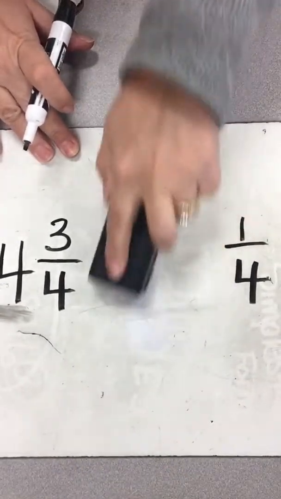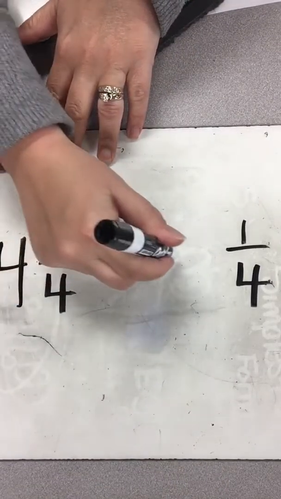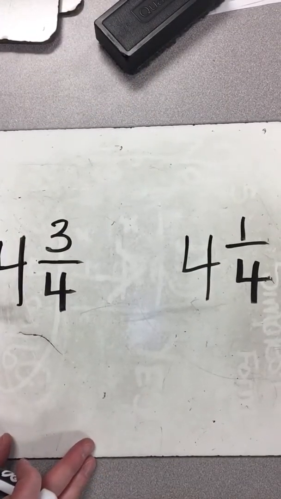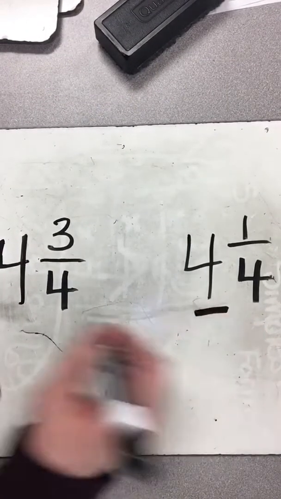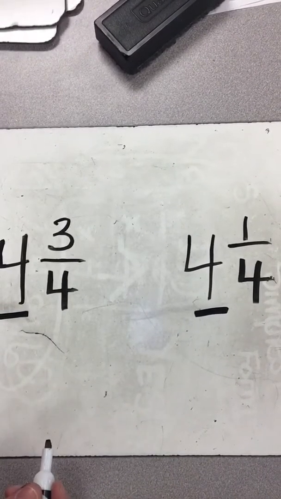But let's make it a little bit harder. Look at Mrs. Kemp's skills. Girl can write upside down. I like it. Okay, now what's going to happen? I am looking at my whole numbers. Both of them are 4. Now I have to do the work with the fractions.